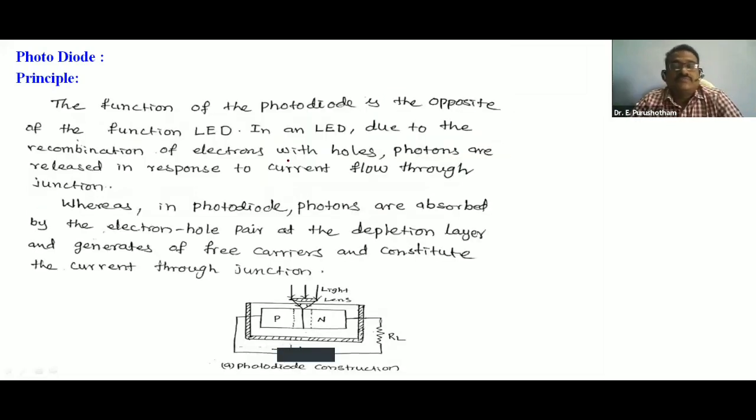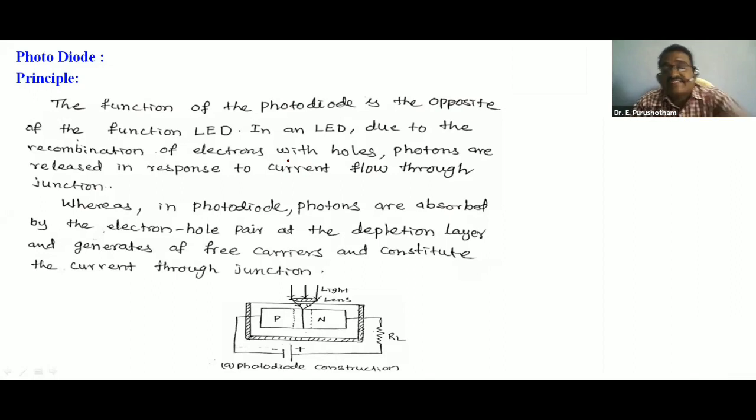Compared to an LED, the function of the photodiode is the opposite of the function of an LED. In an LED, the PN junction diode is forward biased. Holes diffuse from P type to N type, and electrons diffuse from N type to P type. At the junction, the electron and hole recombine with each other, emitting photon radiation. That is an LED. Whereas in a photodiode, photons are absorbed.